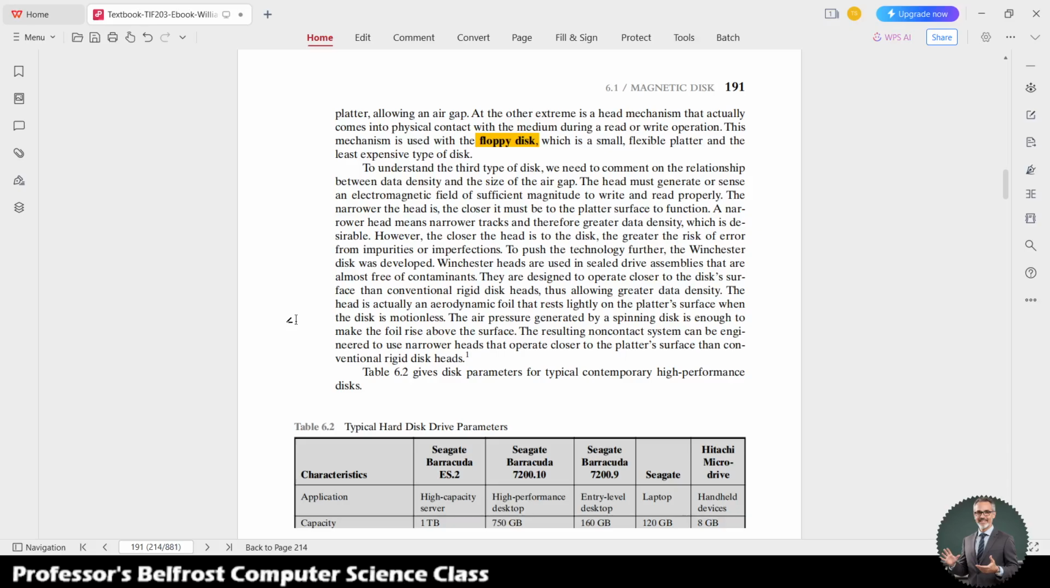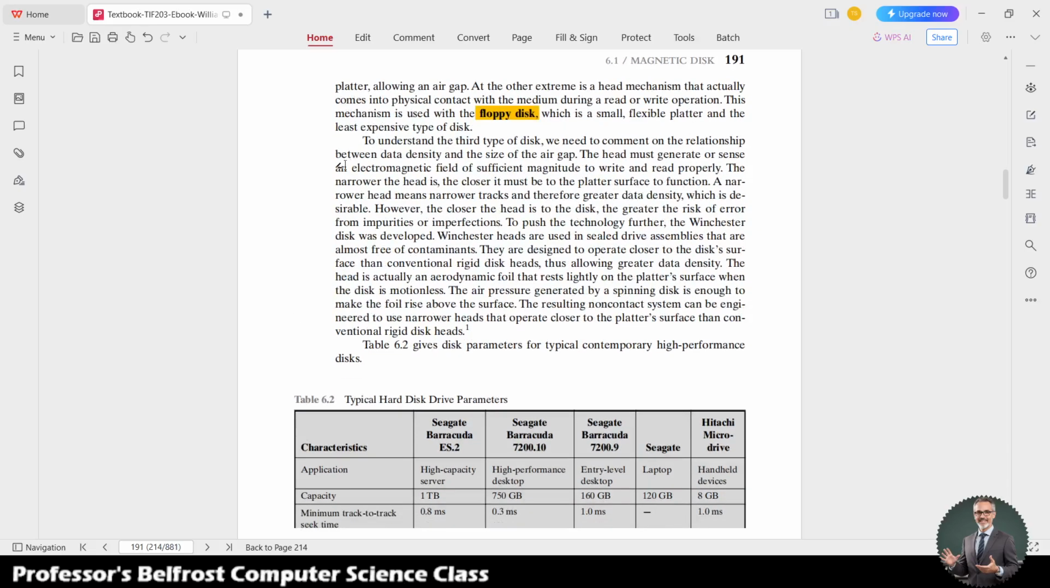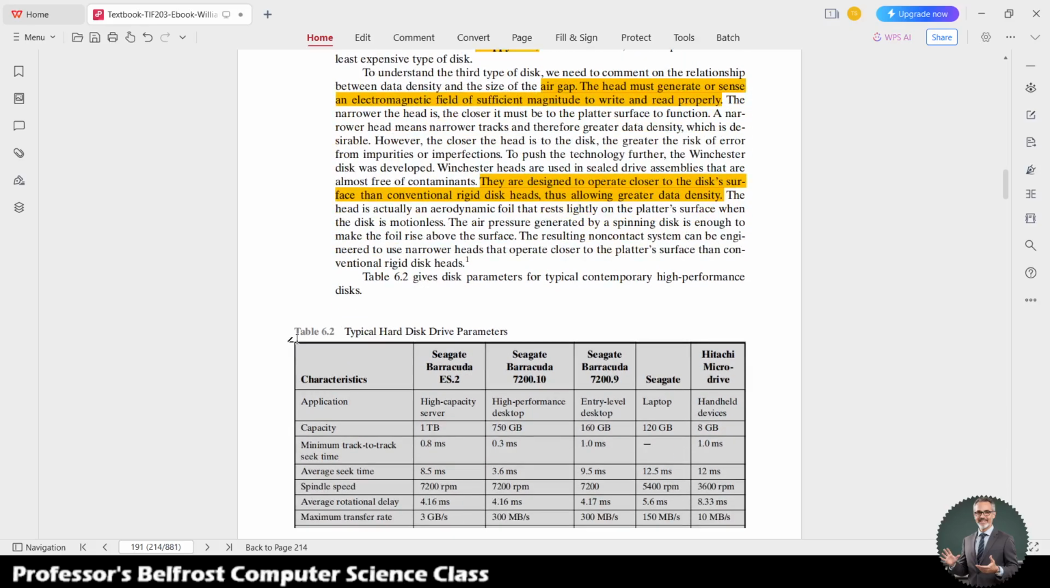For the third type, the head must generate or sense an electromagnetic field of sufficient magnitude to write and read properly. And the narrower the head is, the closer it must be to the platter surface to function. So to push the technology further, what is called the Winchester disk has been developed. They are designed to operate closer to the disk surface than conventional rigid disk heads, thus allowing greater data density. But the problem is this.